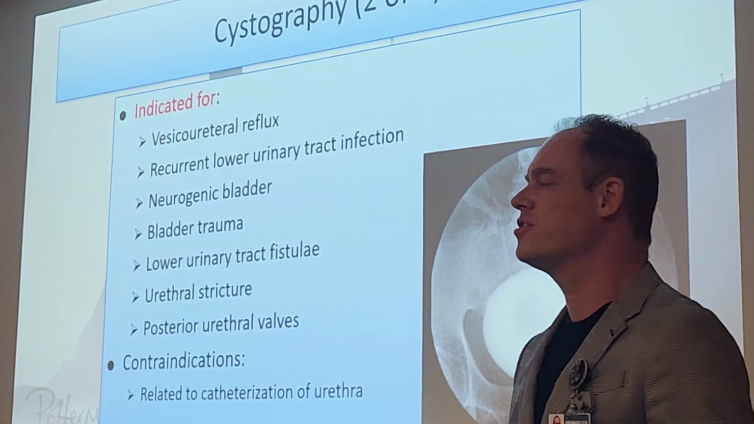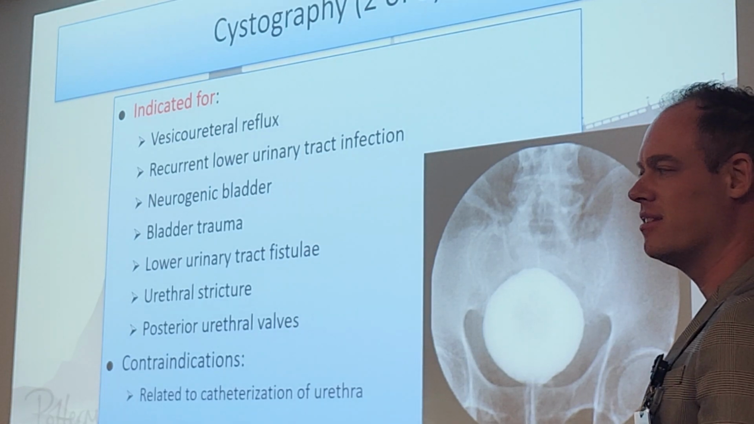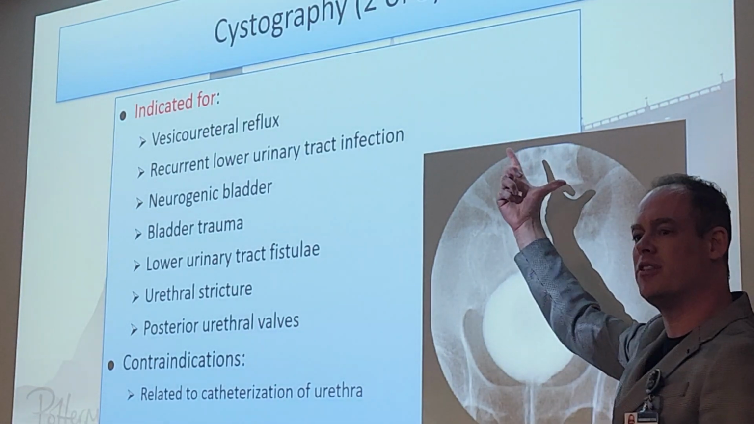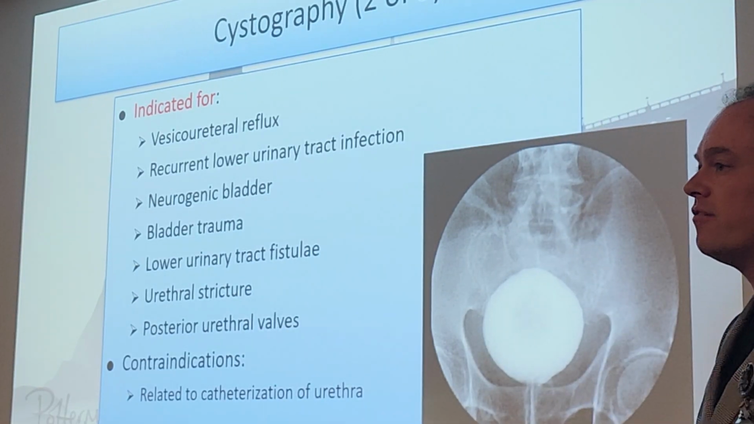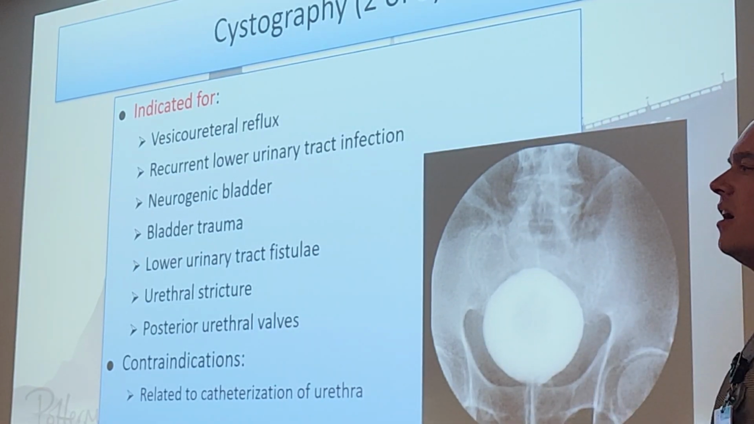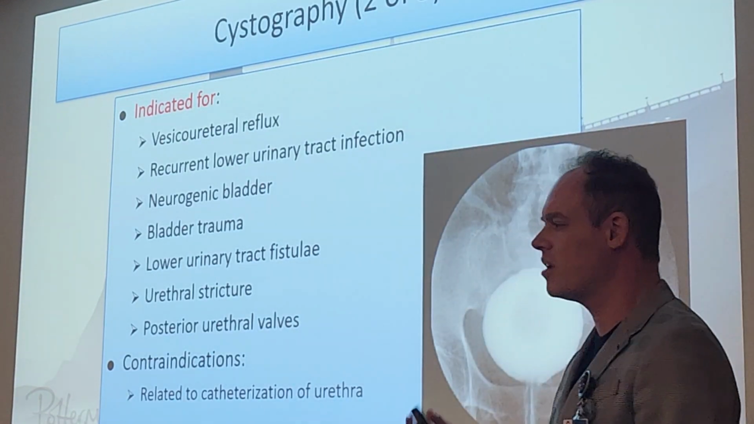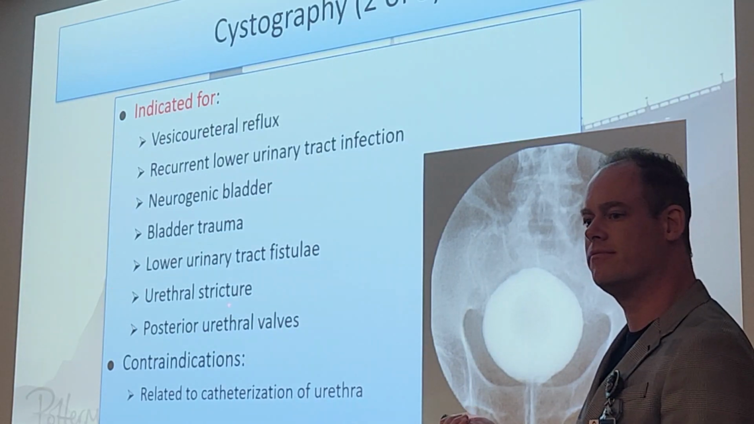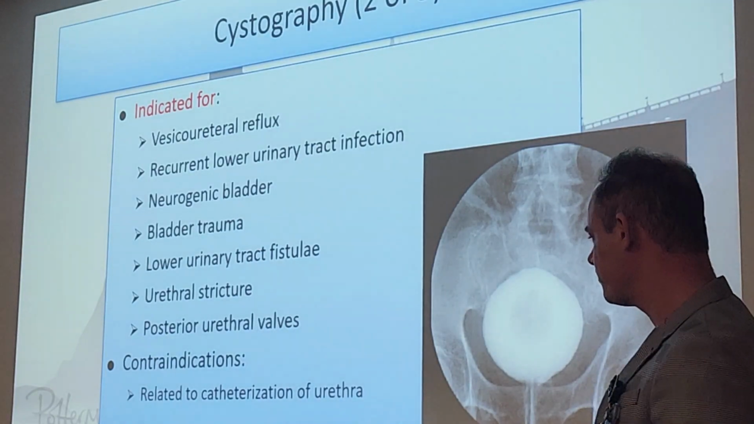Okay, so indications for cystograms. Vesico-ureteral reflux. What's that referred to? The contrast is going back up the ureters. We don't want that to happen. It's a bad thing. Recurrent lower urinary tract infection. If they have a lot of infections going on downstairs, they're going to have these done. A neurogenic bladder, bladder trauma, lower urinary tract fistulae. Remember what fistulae are? Those undesired connections to other organs. Urethral stricture. What's that? Narrowed urethra. And posterior urethral valves.